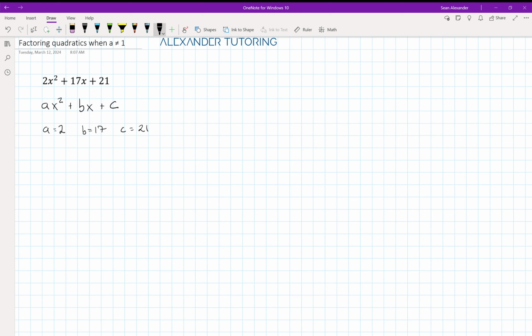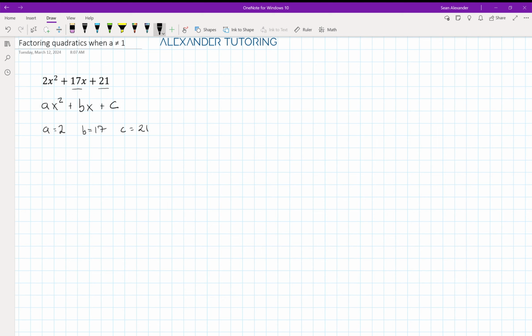When we're doing normal quadratics, when a is equal to 1, you always wanted to think of two numbers that add to the middle term and multiply to get the c term. Two numbers that when added together give you b, when multiplied together give you c. Go see my previous video if you have questions on that.